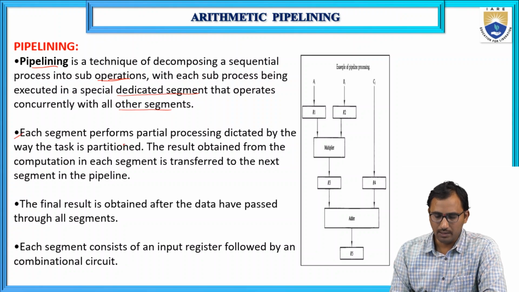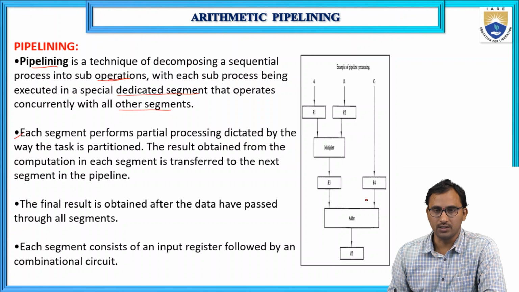Each segment performs partial processing dictated by the way the task is partitioned. The result obtained from computation in each segment is transferred to the next segment in the pipeline. So here you can see how pipeline processing takes place. Here it is a 3-stage pipeline system.